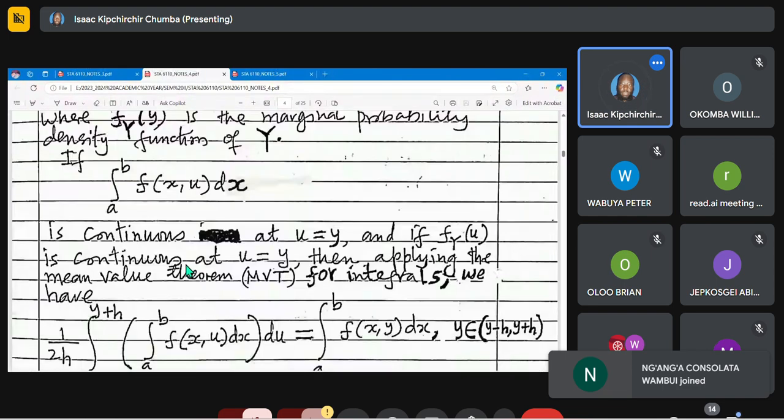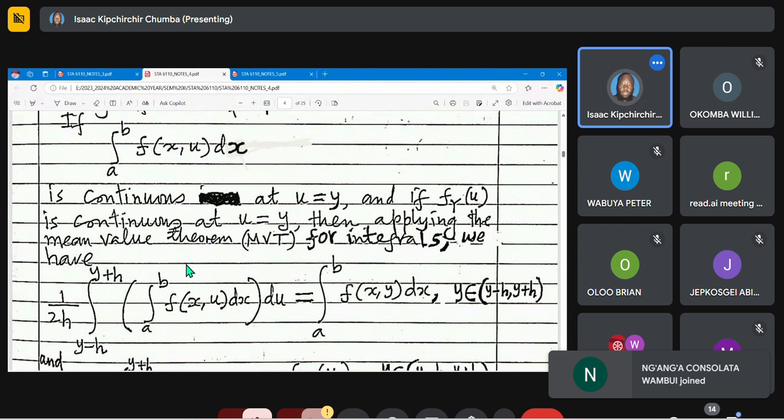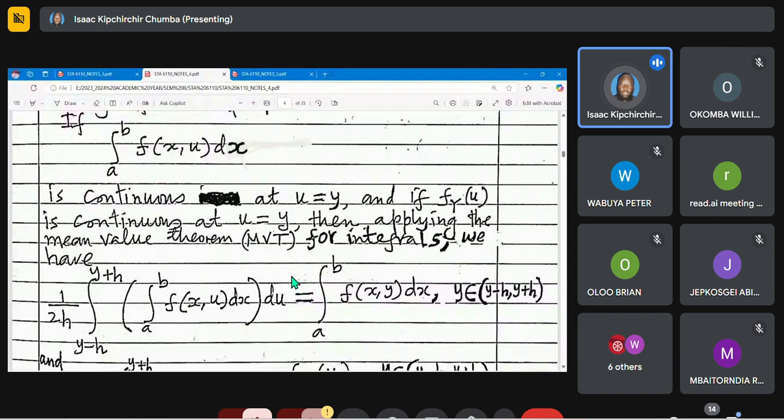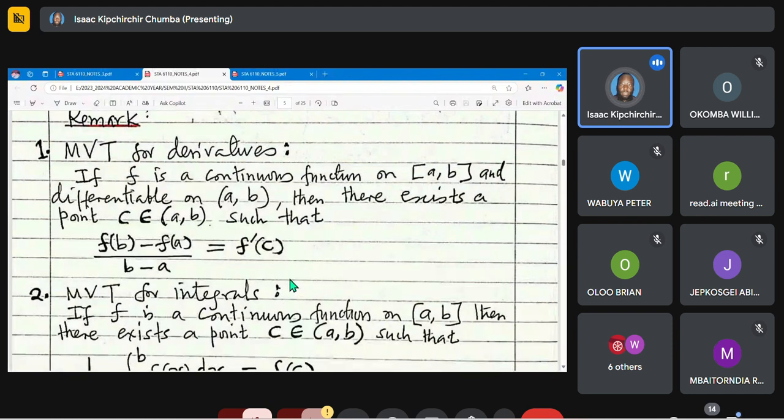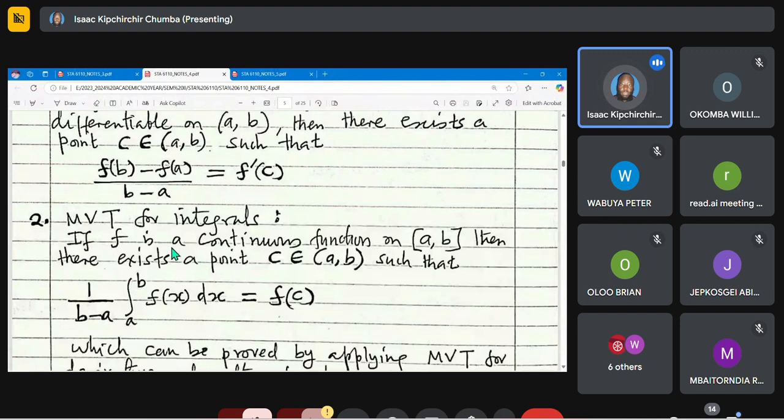Now, we are going to invoke some theorem, what we call the mean value theorem for integrals. We had invoked that some time back. And actually, I've given that also in a remark here, what we mean by mean value theorem for integrals. I've distinguished between the two. In the remark, I've given the MVT for derivatives, the mean value theorem for derivatives, and here the mean value theorem for integrals.